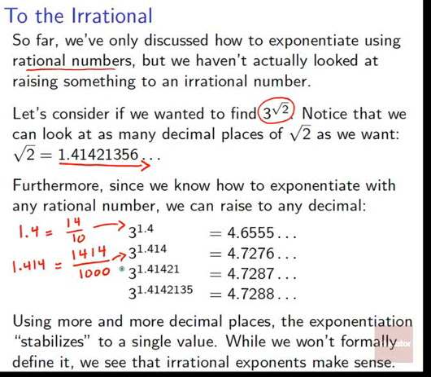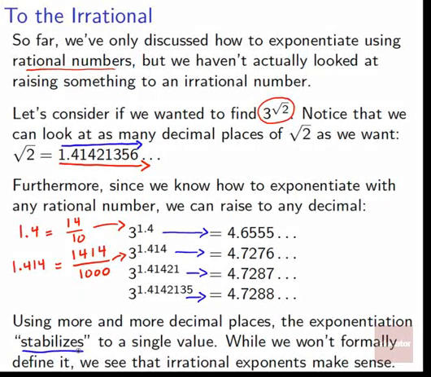how these methods work. So we can take these various things and see 3 to the 1.4 becomes 4.6555. 3 to the 1.414 becomes 4.7276. 3 to the 1.41421 becomes 4.7287. 3 to the 1.4142135 becomes 4.7288. So notice, as we use more and more of these decimals, we see the exponentiation.